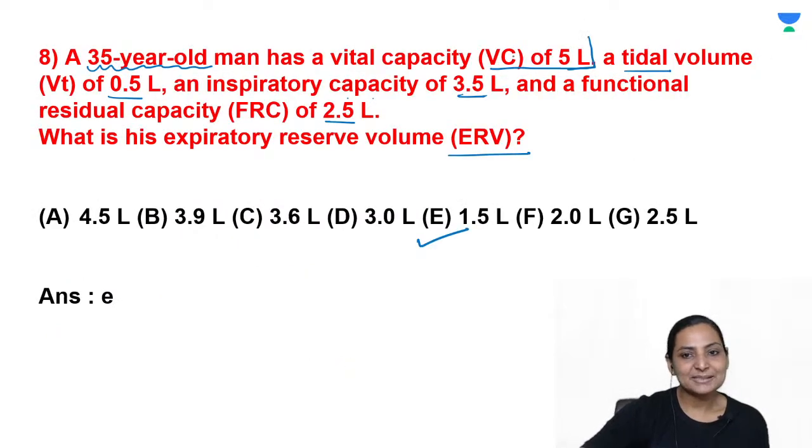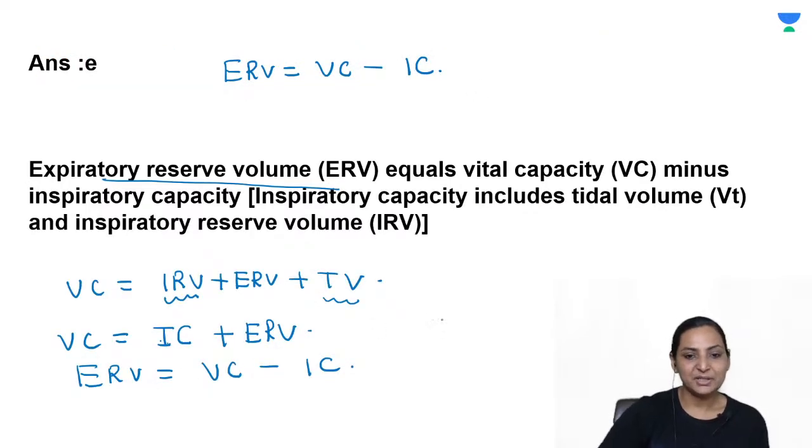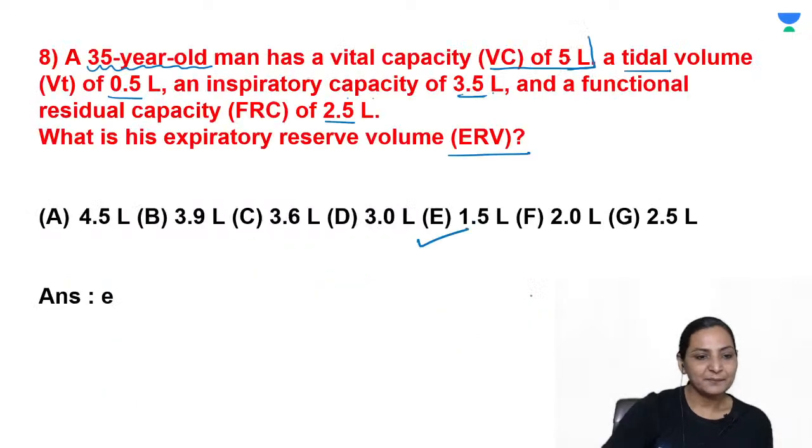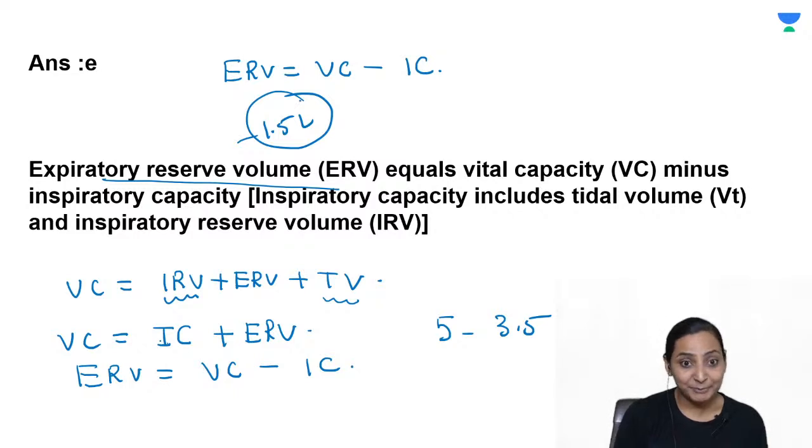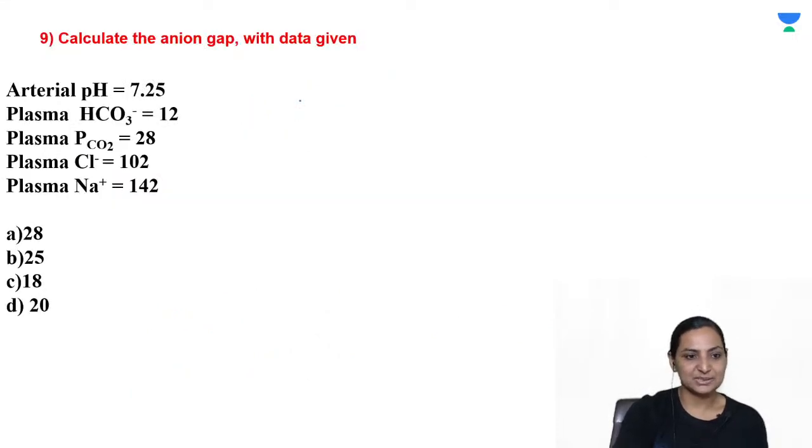So the vital capacity is 5, inspiratory capacity is 3.5. So it is 5 minus 3.5. Therefore, my answer becomes 1.5 liters. Got this? So again, not a very complex thing, but just a hidden formula. And again, lung volumes and capacities are very important calculation based questions.